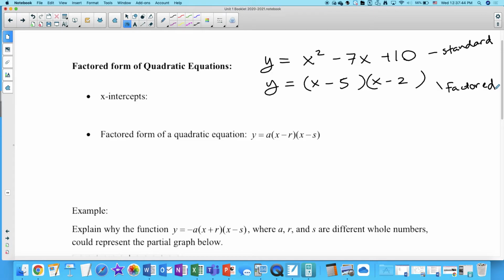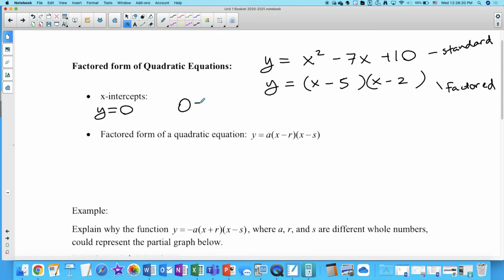Okay. Factored form also gives us information about what the graph looks like, but it gives us different information. And specifically, we can tell from factored form what the x-intercepts are going to be. Now, what I want to remind you of is that the x-intercepts are when y equals 0, because everywhere along the x-axis, you are at a height of 0. So for this particular example, if I wanted to figure out the x-intercepts, I would have 0 equals x minus 5 times x minus 2.